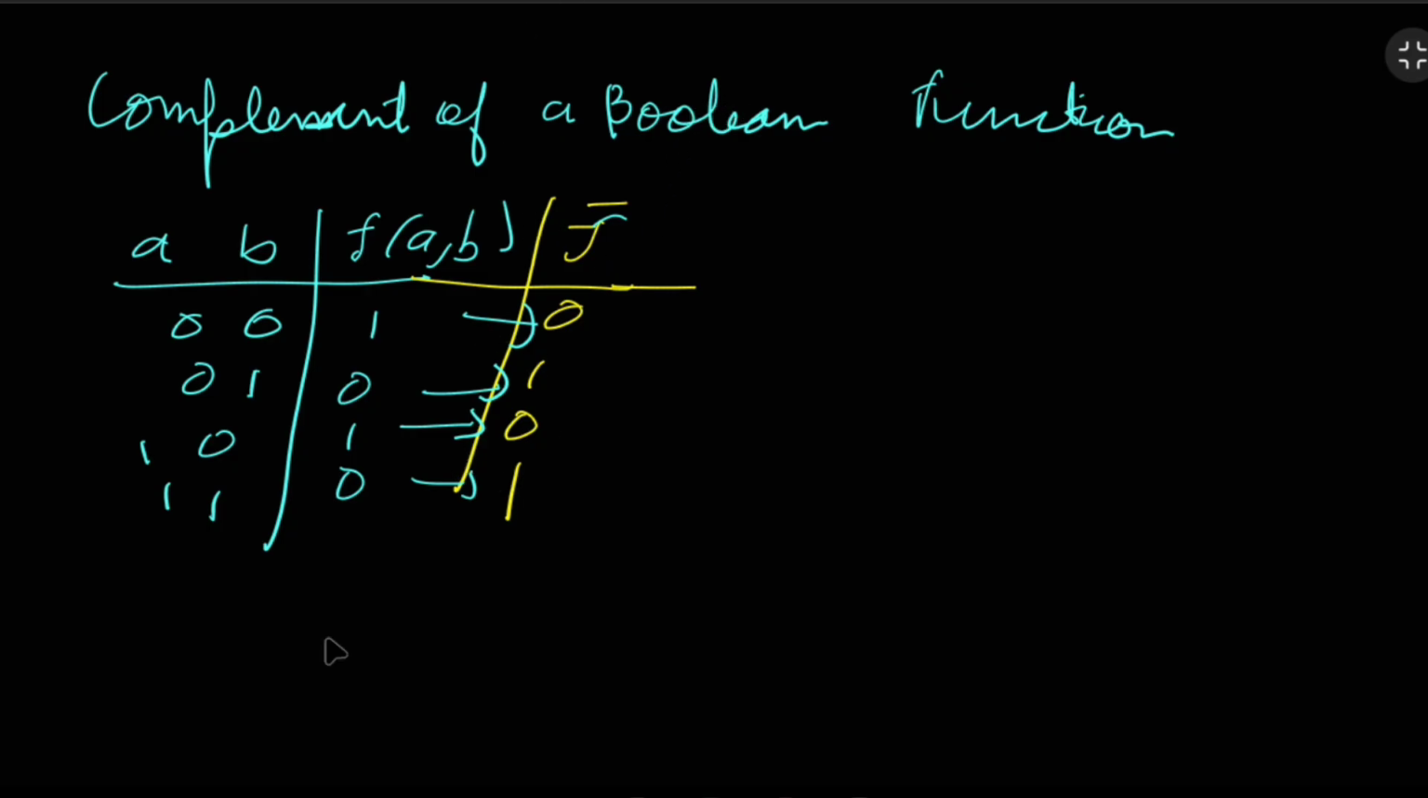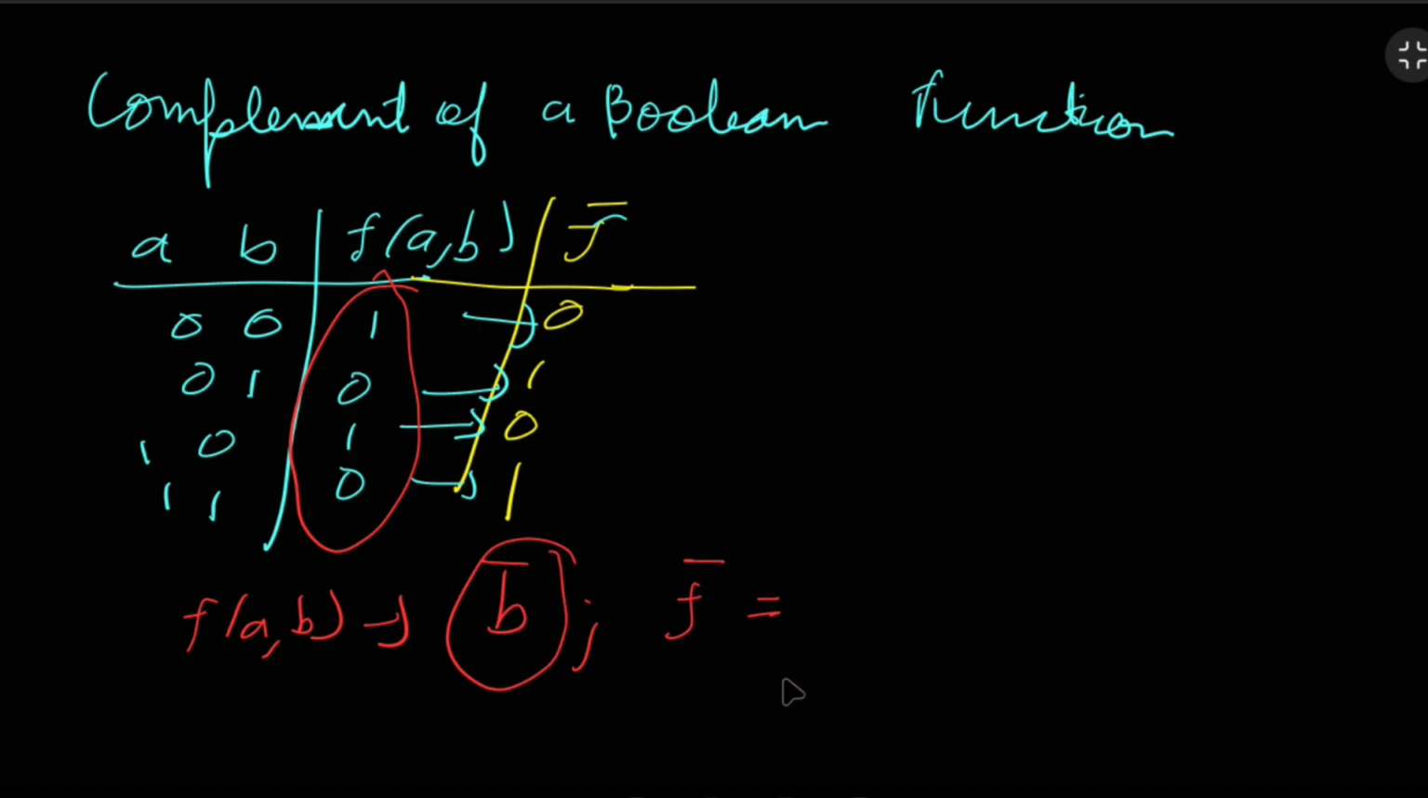So can you notice what is this f of a comma b? What is that? This is same as b complement. F of a comma b is the same as b complement. And what is this f complement? If f is b complement, then what should be f complement? That should be b only, and that is the same as b. You can see both are same. So this is the idea.